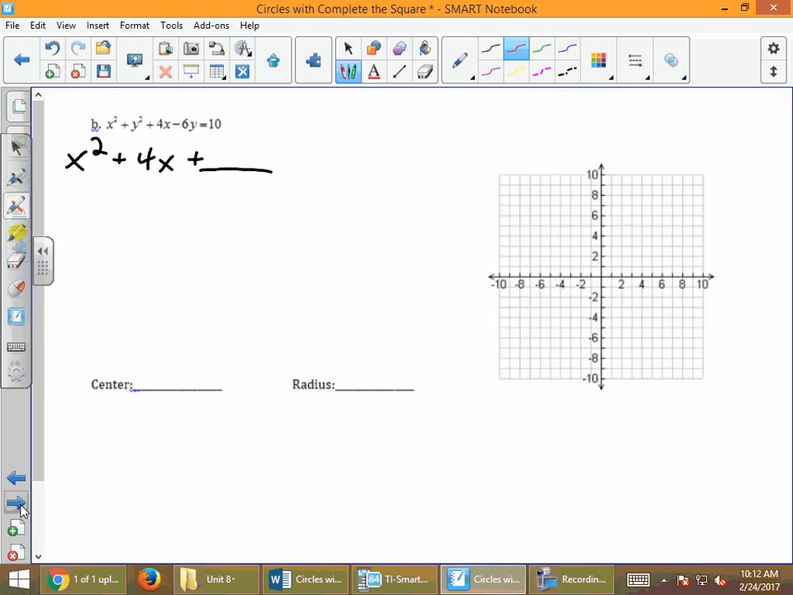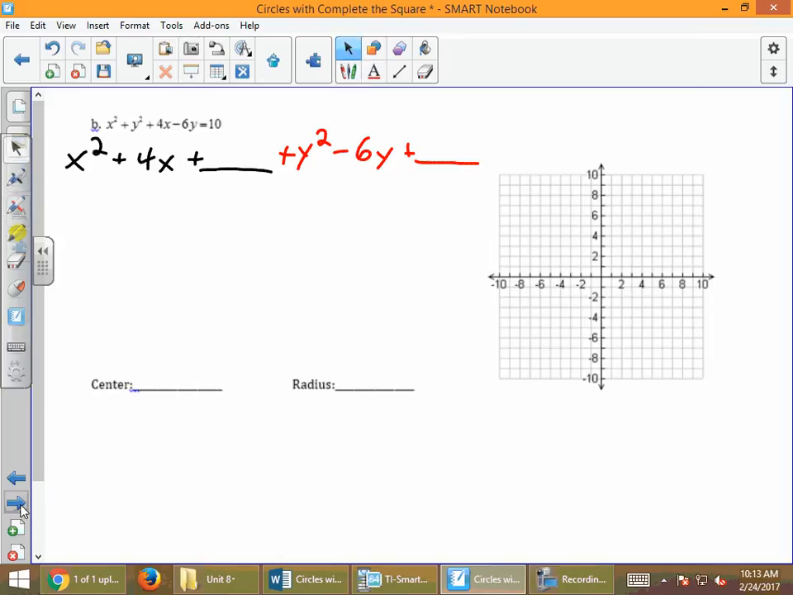I know I have a y squared. We're going to add that y squared. What's my y to go with that? Negative 6. Thank you for saying the negative there. Negative 6y. I will also add that blank. This is going to equal, well, it's already over there, equals 10.